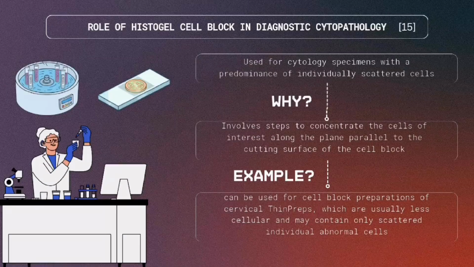Next, moving on to the role of histogel cell block in diagnostic cytopathology. When and why do we use histogel? We use it for cytology specimens with a predominance of individually scattered cells. Why? Because histogel involves steps to concentrate the cells of interest along the plane parallel to the cutting surface of the cell block. For example, it can be used for cell block preparation of cervical thin preps, which are usually less cellular and may contain only scattered individual abnormal cells.